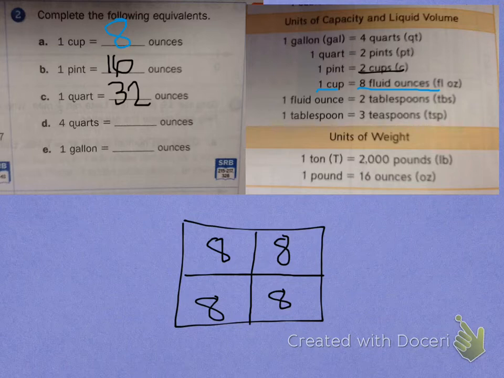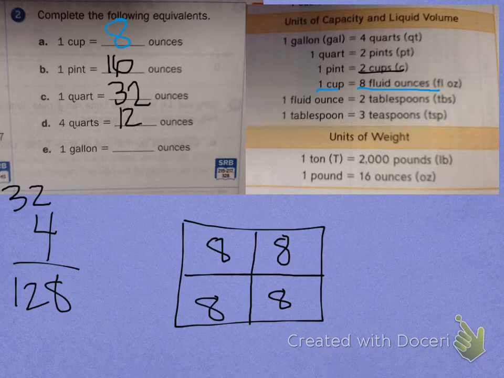Now in 4 quarts, we want to know how many ounces there are. So if 1 quart is 32 ounces, 4 quarts would be 4 times 32. 4 times 2 is 8. 4 times 3 is 12. It would be 128. Now we want to know how many ounces are in a gallon. 1 gallon equals 4 quarts. So 1 gallon and 4 quarts are the same thing, therefore it would also be 128 ounces.